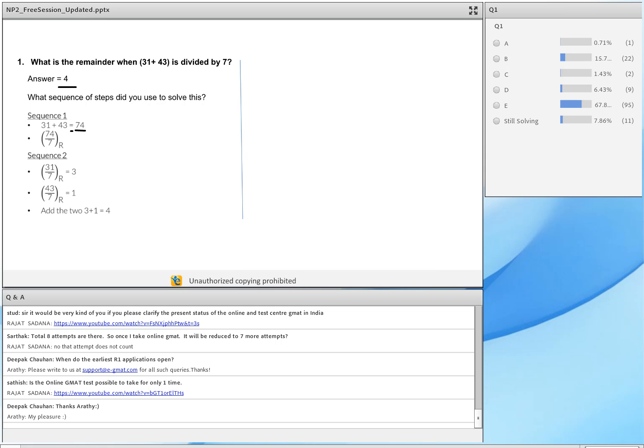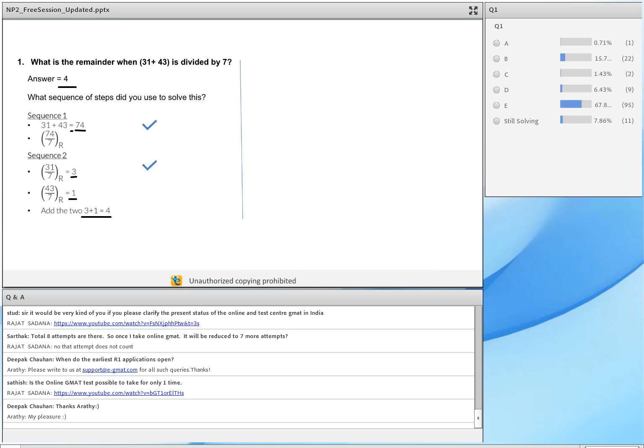The other one is the sequence 2, which is our preferred sequence. You do 31 by 7, you get the remainder as 3. Do 43 by 7, you get the remainder as 1. And then you add the two remainders and you say, when I add the two remainders, the resultant sum is still less than 7. So it satisfies my constraint in the remainder equation. So 4 is the remainder. And that's the preferred approach that I would have.